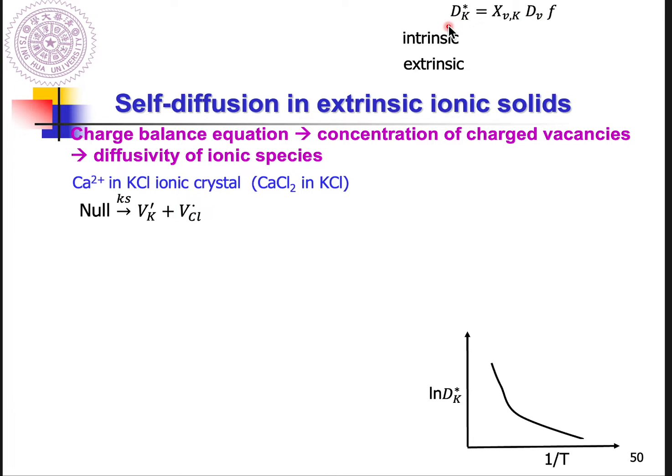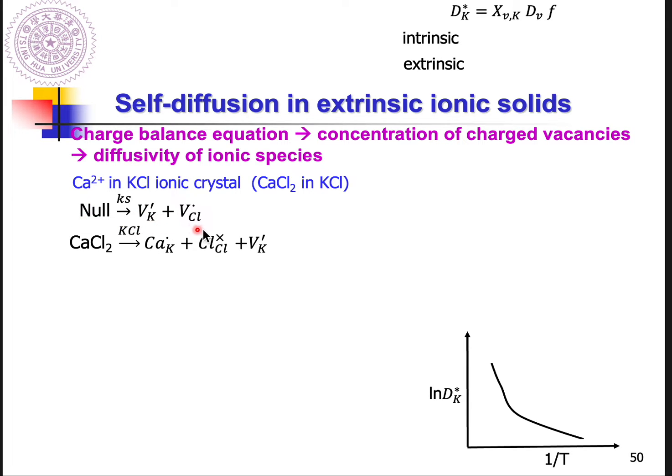Okay, so in our experiments, usually the easier way is to add some dopant into our material and try to manipulate or change the vacancies at the potassium site. So in this case, we dope calcium chloride into potassium chloride, and the calcium has a 2 positive charge.